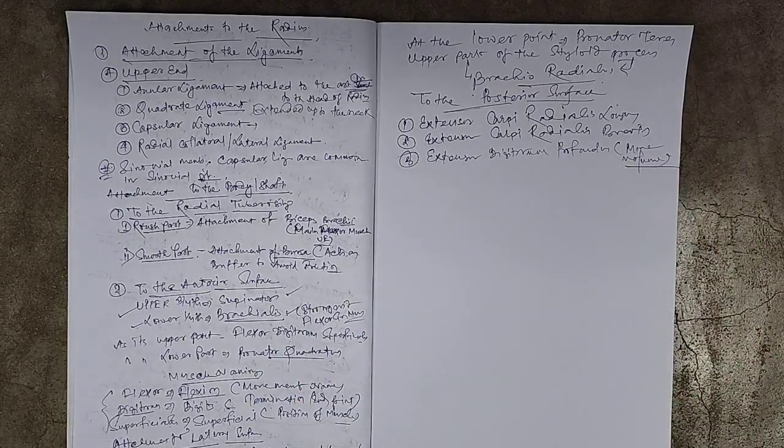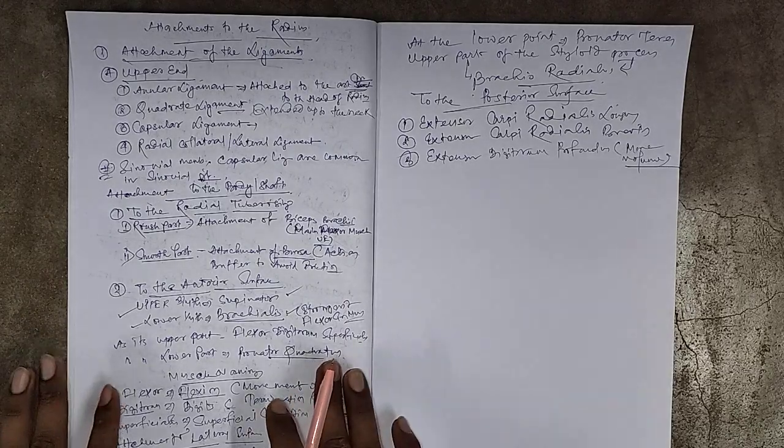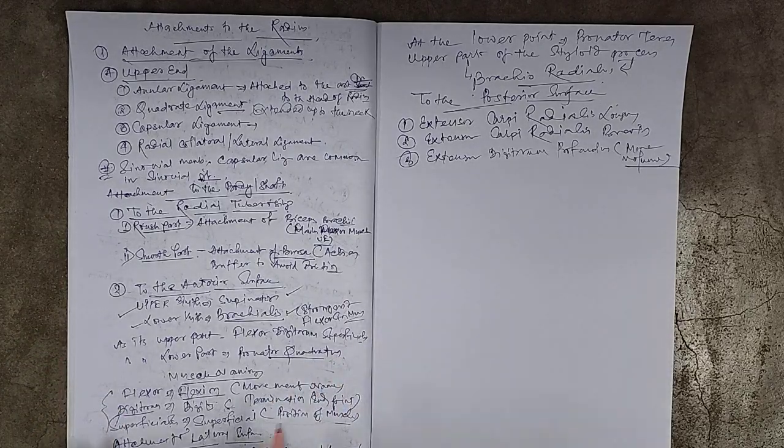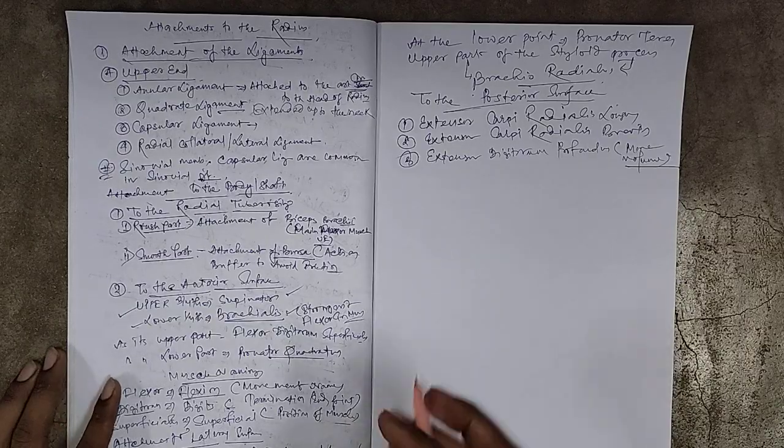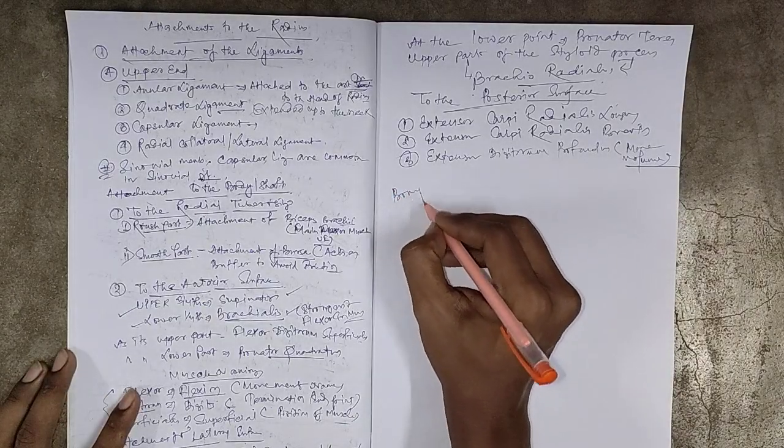So what we have discussed in this video: the attachment to the ligaments in the upper end, and in the body or shaft, the lateral surface and medial surface, those surfaces we have also discussed. Now let us discuss the bony attachment.